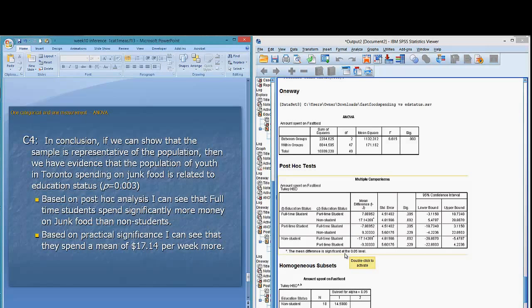In conclusion, if we can show that the samples represented the population, we can see that full-time students spend significantly more money on junk food than non-students. And that would be practically significant because $17 a week is more. Plus, we have statistical significance.